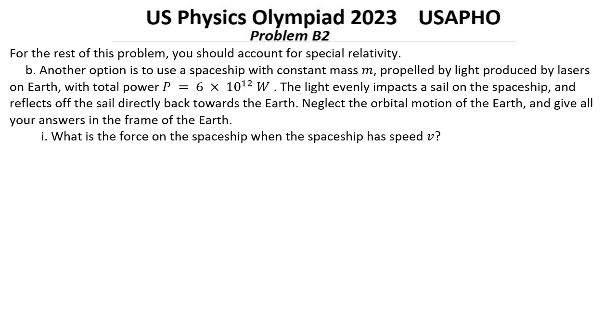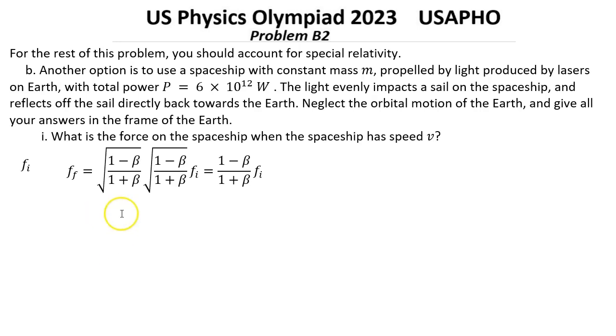Third solution for question number 1 of part B. In the Earth's frame, if the photons in the incident beam have a frequency f_i, then they are reflected with the frequency f_f equal this expression, where we apply the relativistic Doppler shift formula twice, since the photons are first absorbed by the moving rocket and then re-emitted by it with the same frequency.